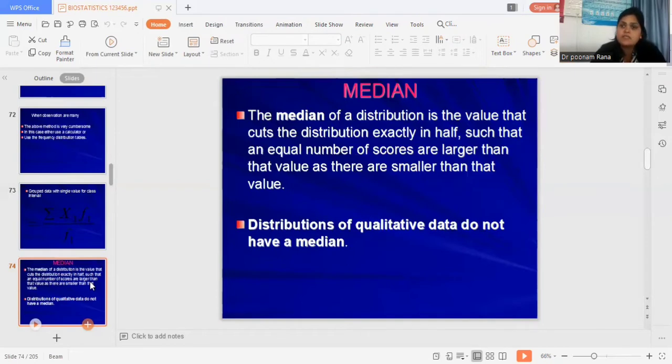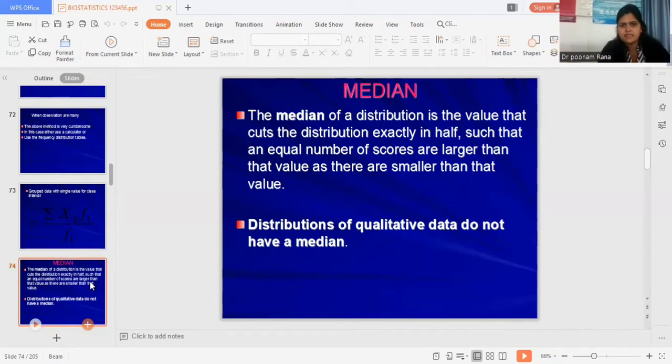What is the advantage? It is easy to calculate and understand. It is the most useful of all the averages. And what is the disadvantage? It may be unduly influenced by abnormal observed values, and sometimes it might look ridiculous.